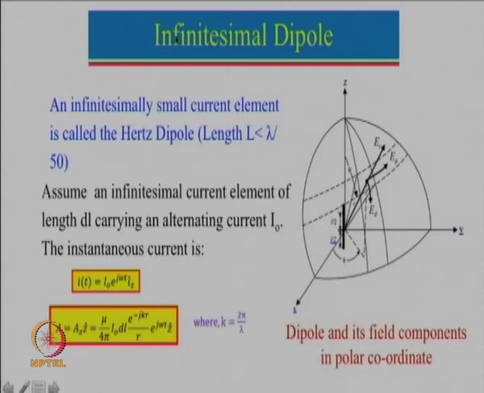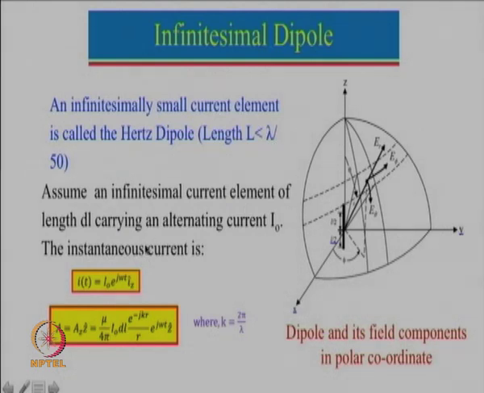So, in general we start with the infinitesimal dipole. The definition of an infinitesimal dipole is that the length of the dipole should be less than lambda by 50. So, if the length is less than that, then we consider that as an infinitesimal dipole.